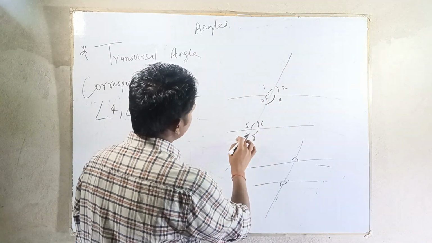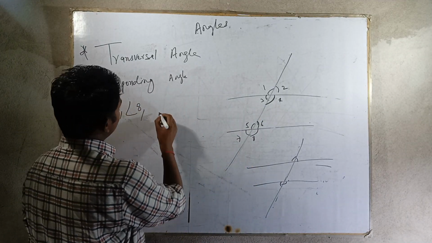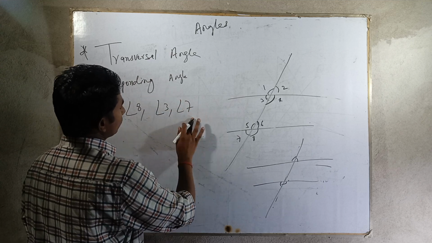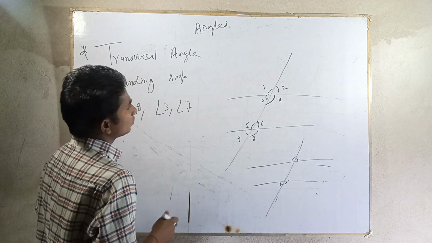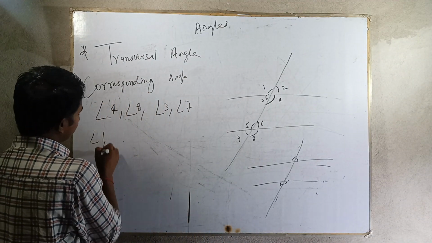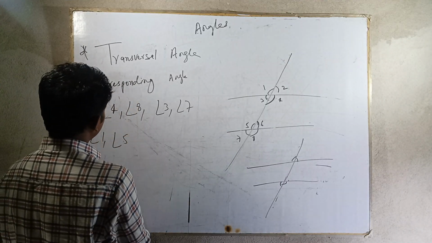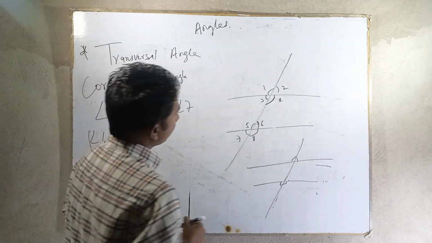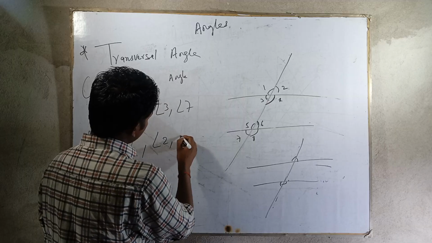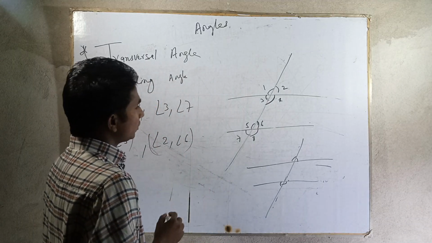Again 3 and 7, both are corresponding angles. Next one is 1 and 5, a corresponding angle, and the second one is 2 and 6. These all are corresponding angles.